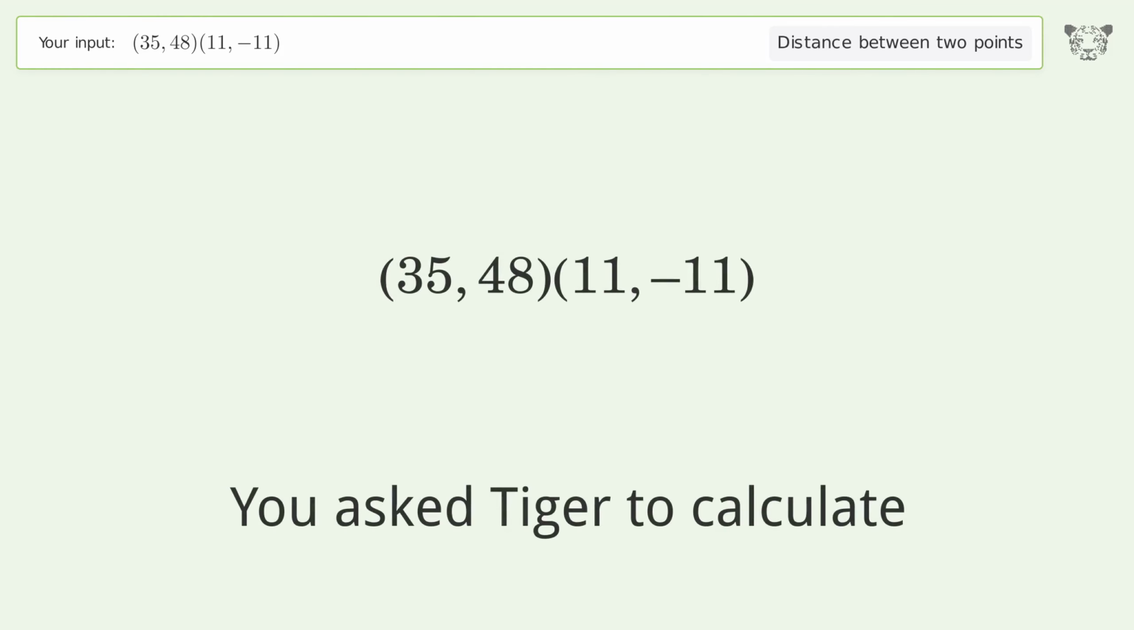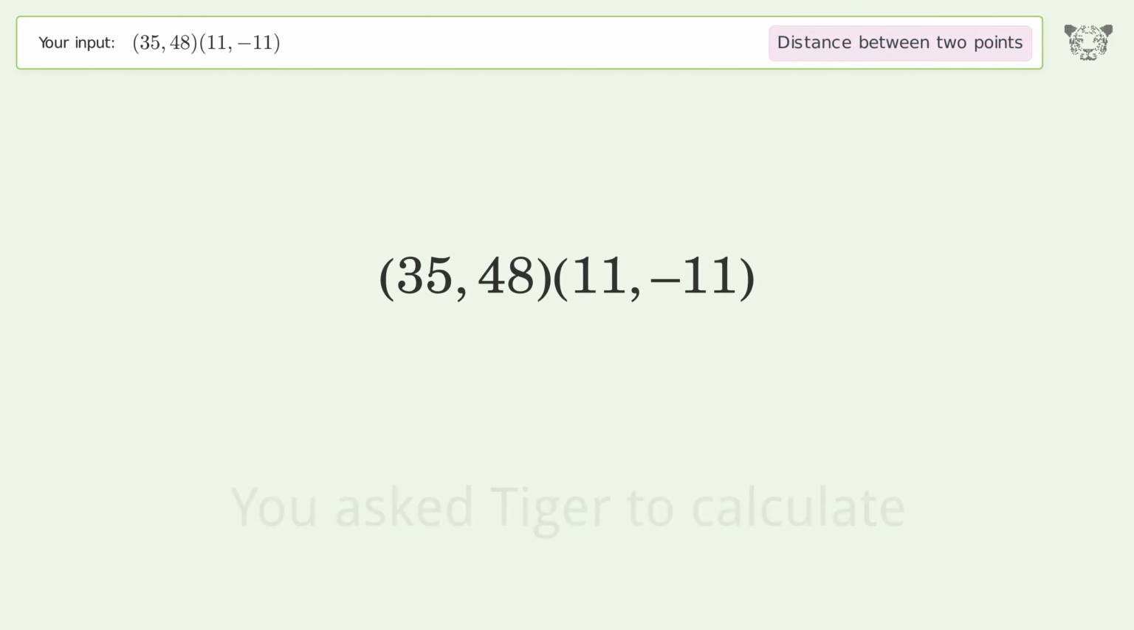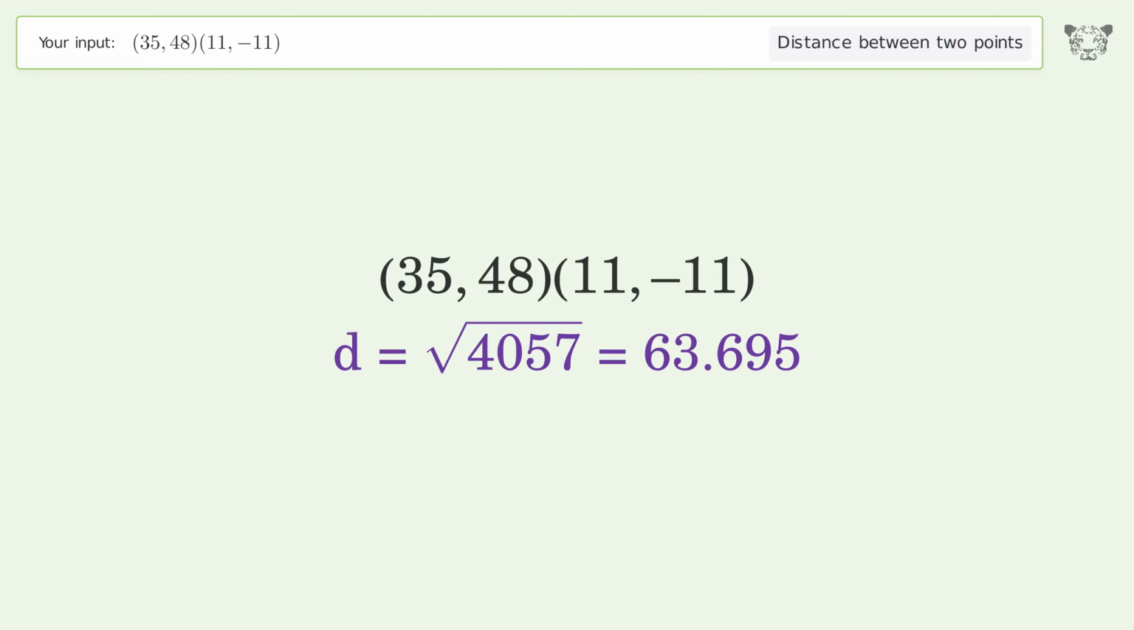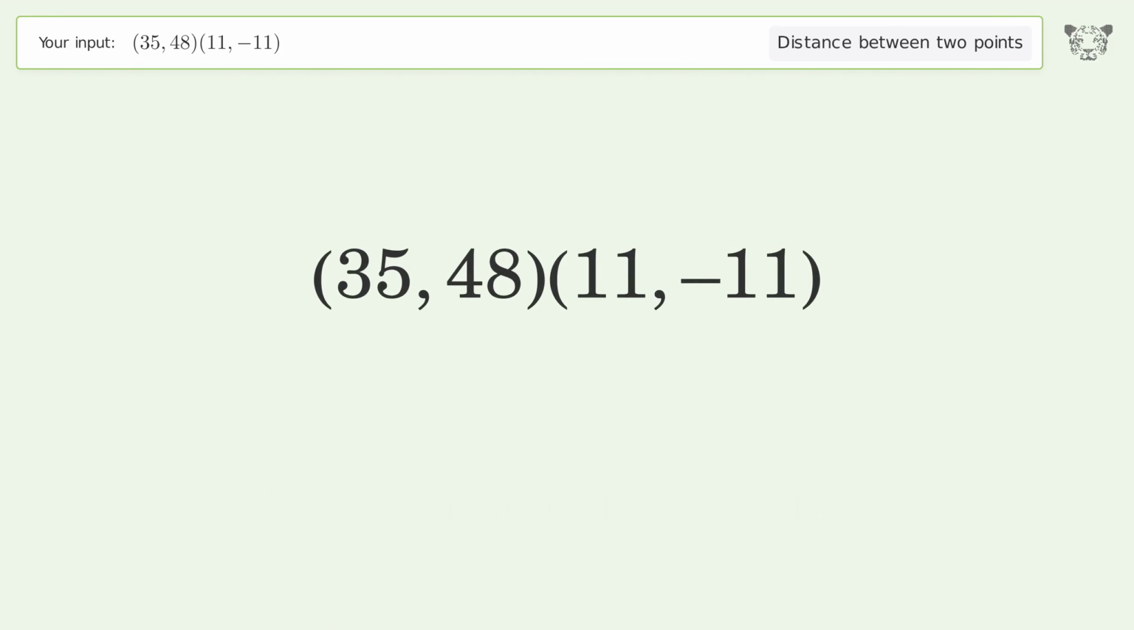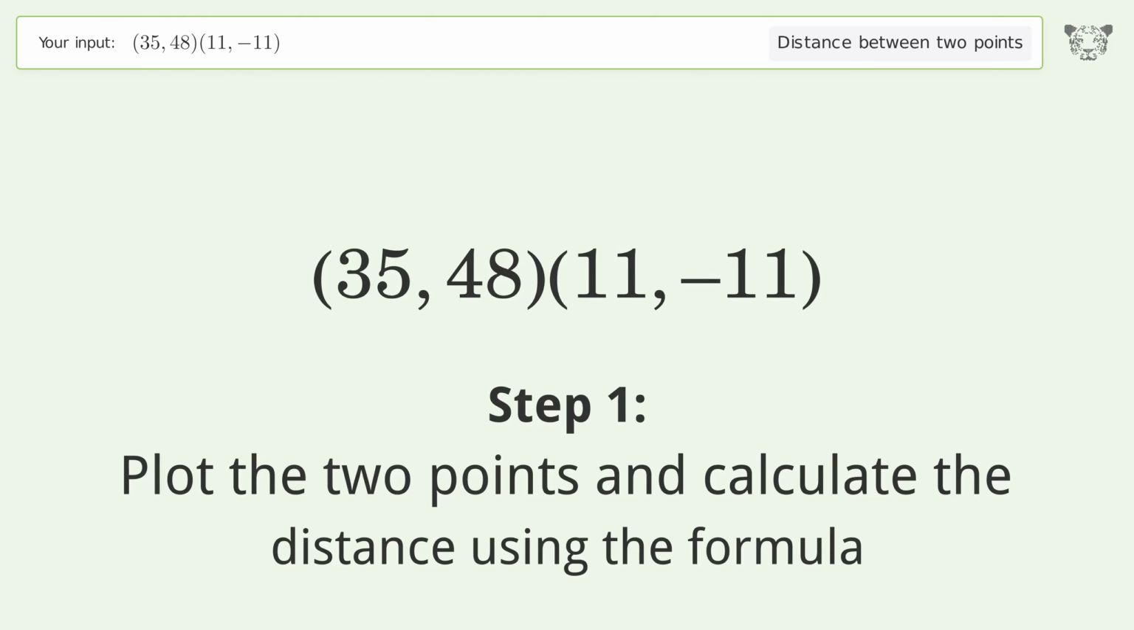You ask Tiger to calculate. This deals with the distance between 2 points. The distance between the 2 points is the square root of 4057 or 63.695. Let's solve it step by step. Plot the 2 points and calculate the distance using the formula.